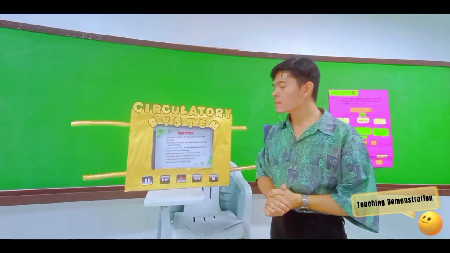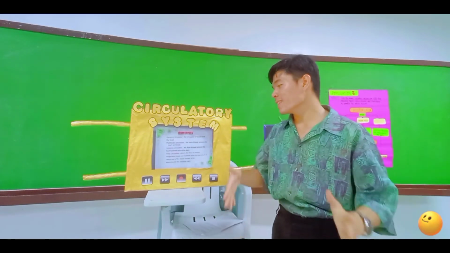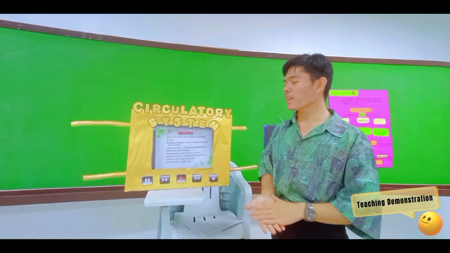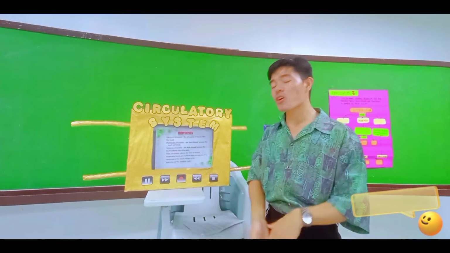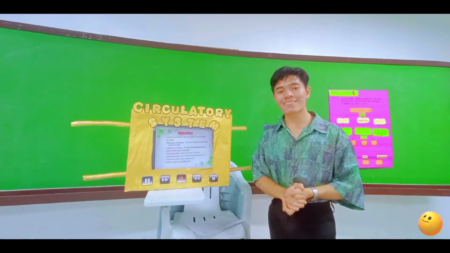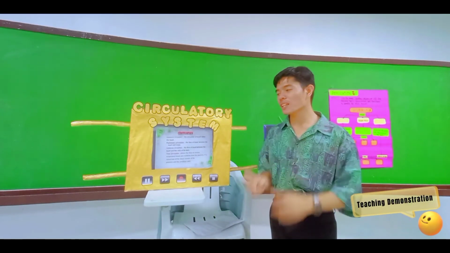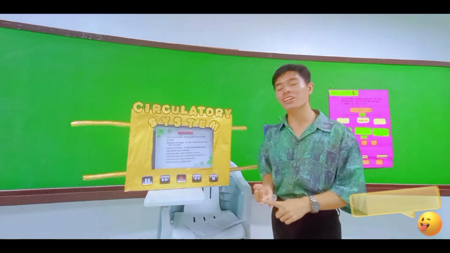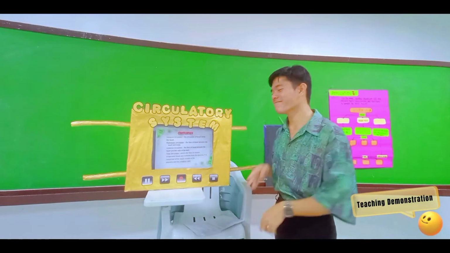Number three, systemic circulation, or the flow of blood between the heart and the cells of the body. And the fourth one is fetal circulation, which allows the fetus to receive oxygenated blood and nutrients from the placenta. So take note of these four types of circulation in our body: coronary circulation, pulmonary circulation, systemic circulation, and fetal circulation.